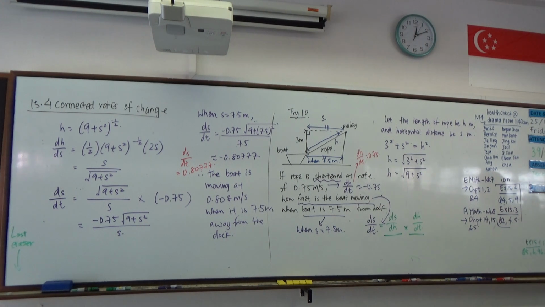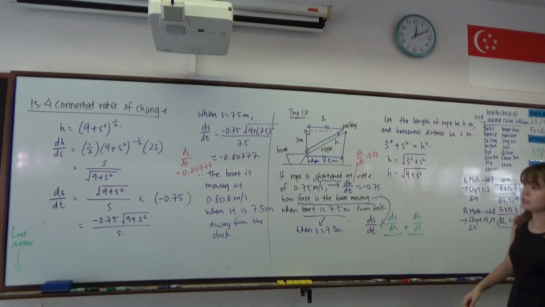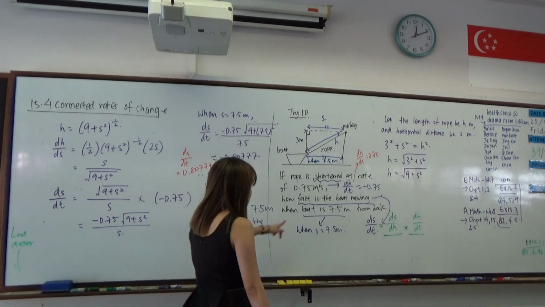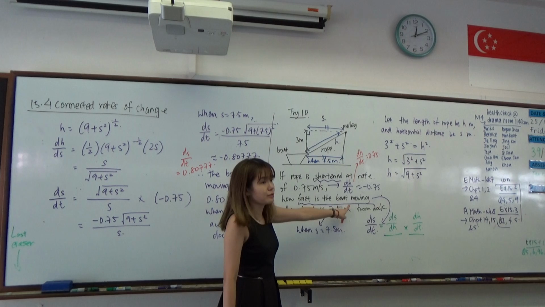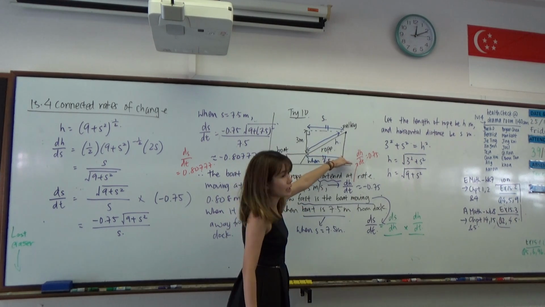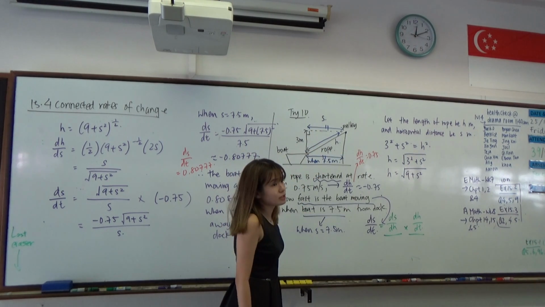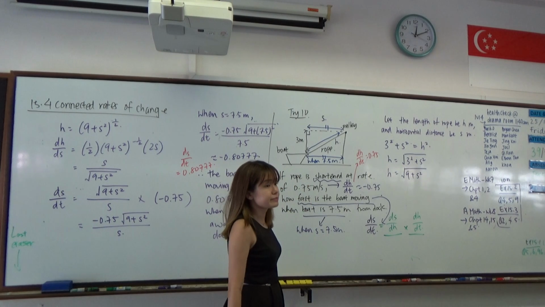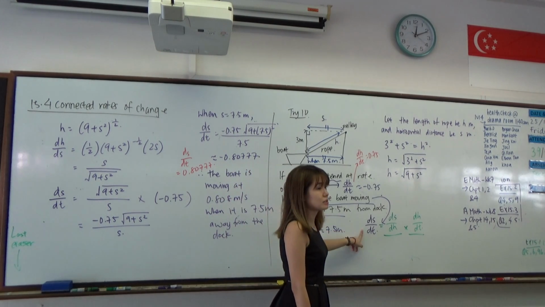Any questions? ds over dt came from where? This is what the question wants, so how fast it is moving. So that means it's moving like that, horizontal. Horizontal we define as the variable s. That's why we find ds.